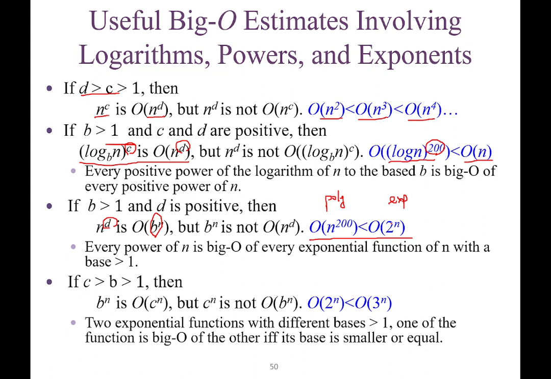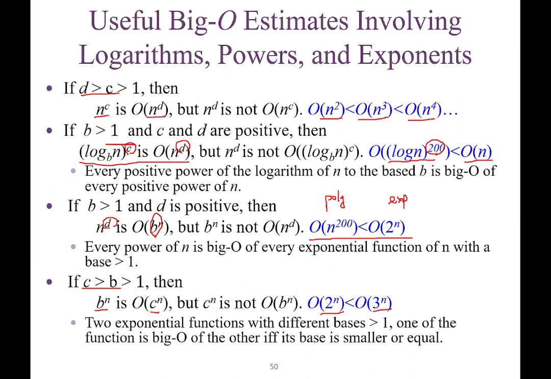Okay, the last one, if we compare the exponential function within the same category, then you can see 2 to the power of n, 3 to the power of n, they are both exponential functions, but the growth of 2 to the power of n is less than 3 to the power of n. Once we have the base b and c, once c is larger than b, then the growth is faster as c is larger than b.